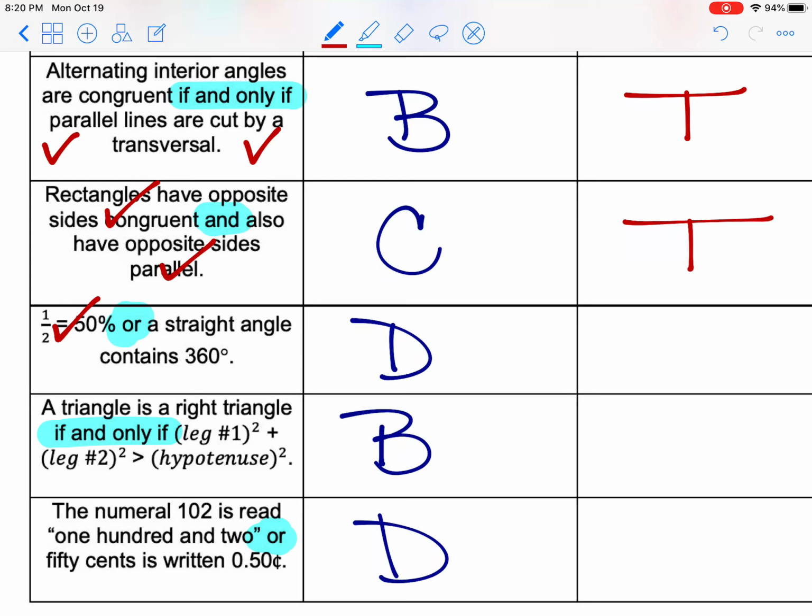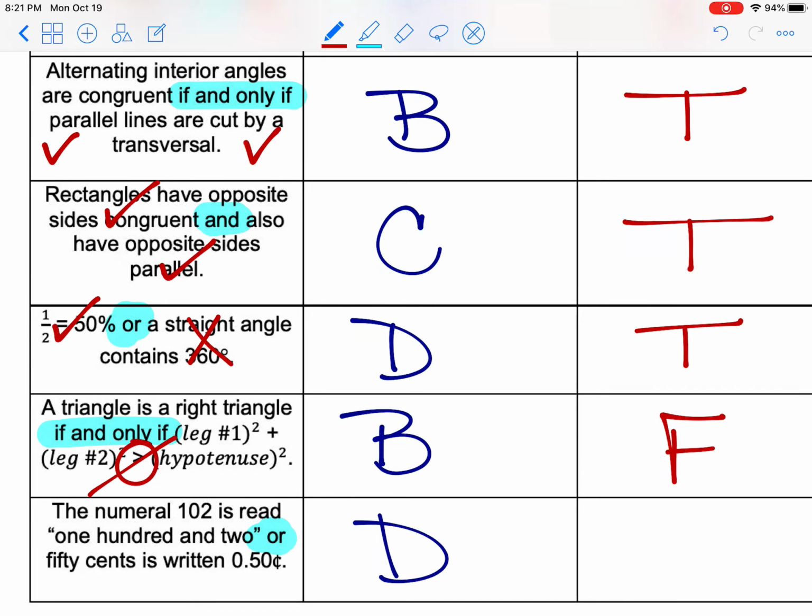Next one, 1/2 equals 50%, true statement. A straight angle contains 360 degrees. That's false. That should be 180. But because it's an or statement, a disjunction, we only need one, so that's still considered a true statement. A triangle is a right triangle if leg 1 squared plus leg 2 squared is greater than hypotenuse squared. Well, if it's a right triangle, we know the Pythagorean Theorem to be a squared plus b squared equals c squared and not greater than. So that doesn't work, making this biconditional automatically false. We don't have to continue thinking about it.